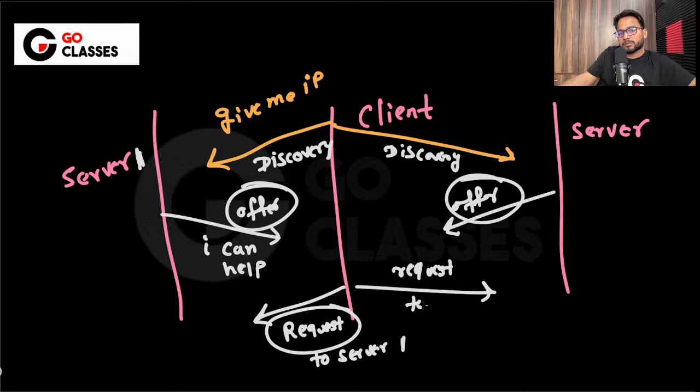Request to server one. Even though this is server 2, it will send this message to server 2 also. So server 2 also gets to know that the request has been made to server 1, not to me. Then obviously only server 1 will reply.